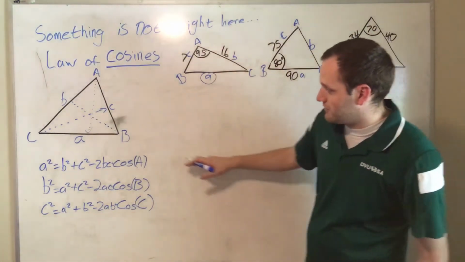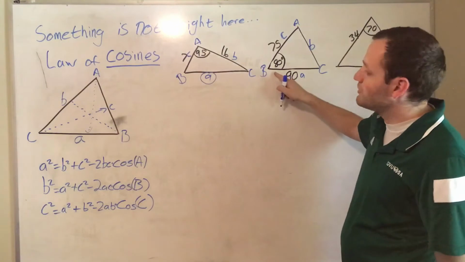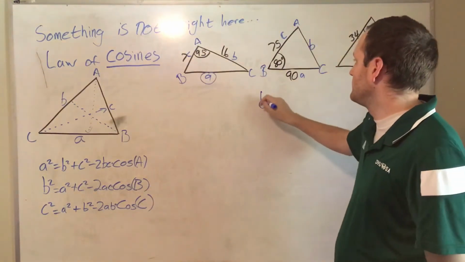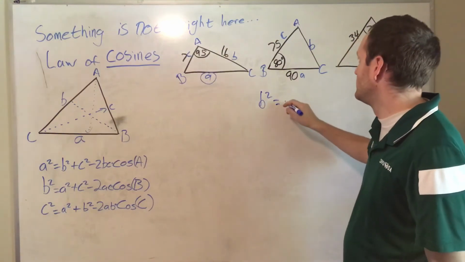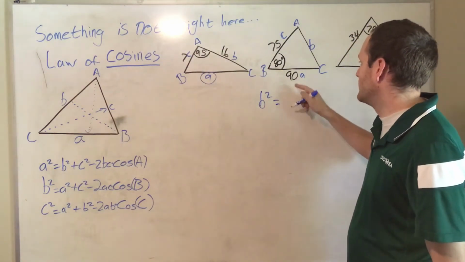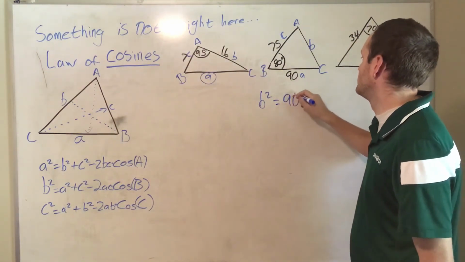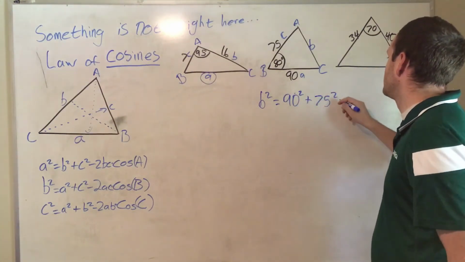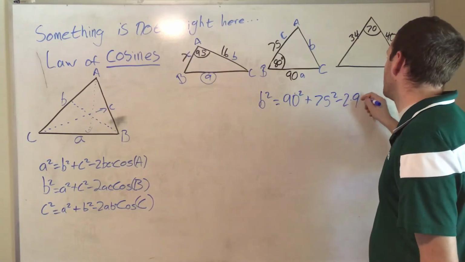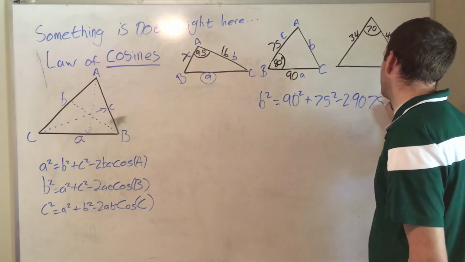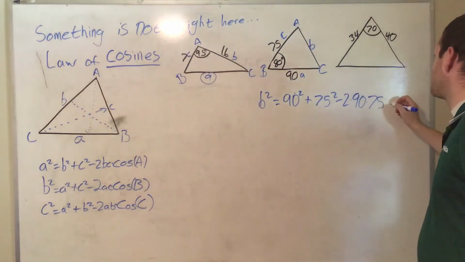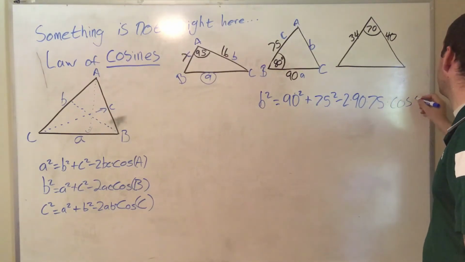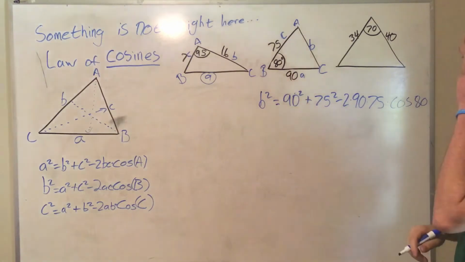Of these three equations, I know angle B, so this is going to be the best one to use. B squared equals A squared, so 90 squared, plus 75 squared, minus 2 times 90 times 75 times cosine of B.